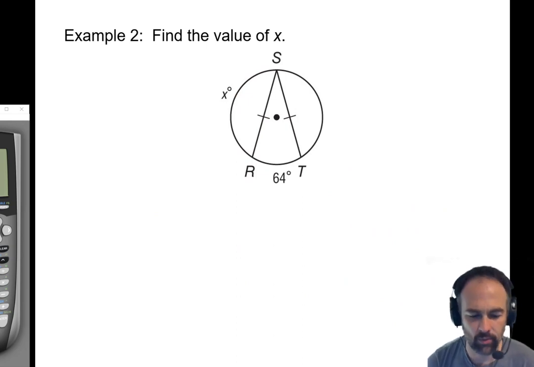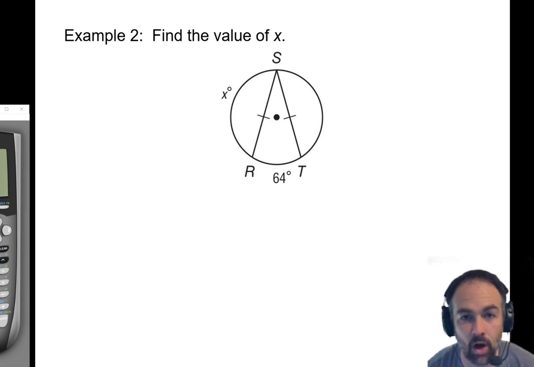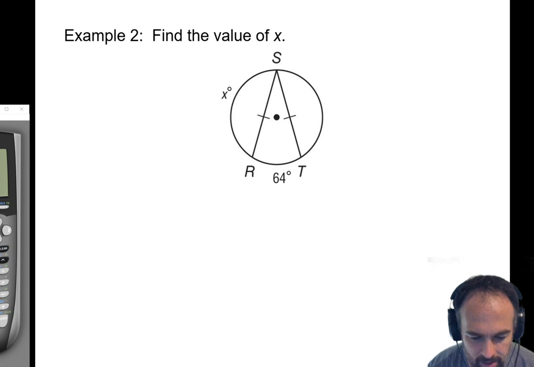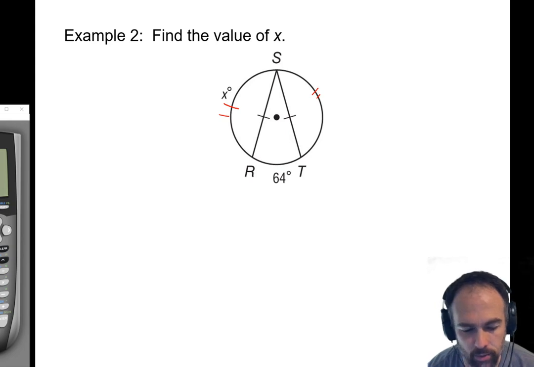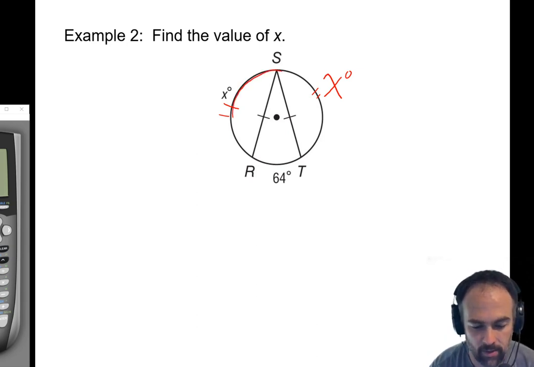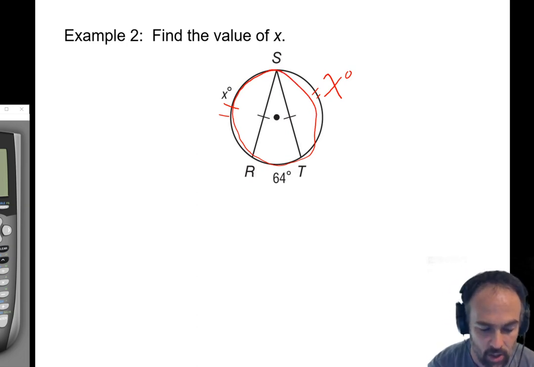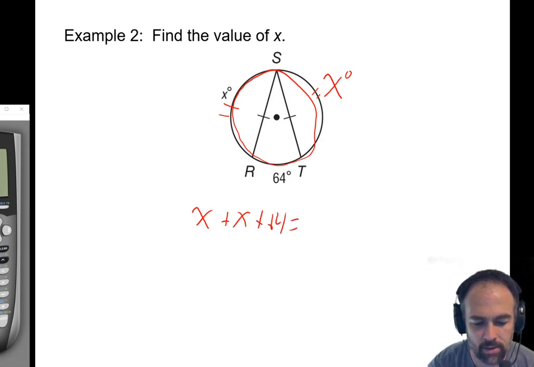All right, example 2, we want to find the value of x. I can see here that I've got congruent chords SR and ST. So that means that arc SR and arc ST must also be congruent. Therefore, I can put x degrees on this one as well. How does that help me? Well, I know that the measure all the way around the entire circle is 360 degrees. So let's add all those up. x plus x, sorry for that stray mark, plus 64 is equal to 360.